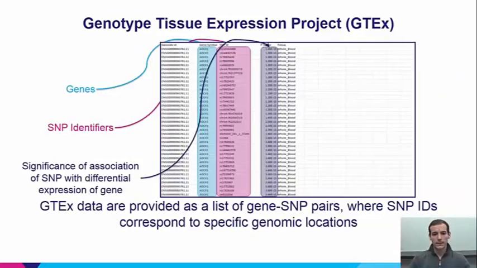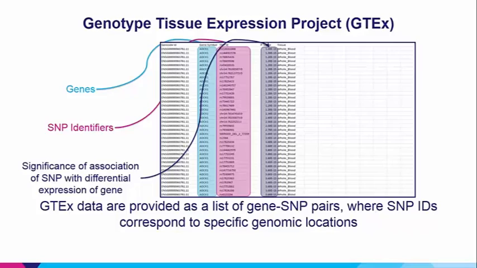In the next slide, we see what the data looks like. Here we have just a simple list of associations. One column is reporting genes, and another column is reporting genomic locations. In this case, those are encoded in what's called a SNP ID, but these SNP IDs are associated with a particular region on a particular chromosome in the human genome.